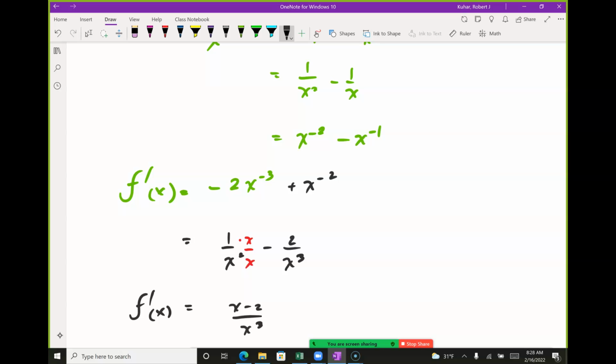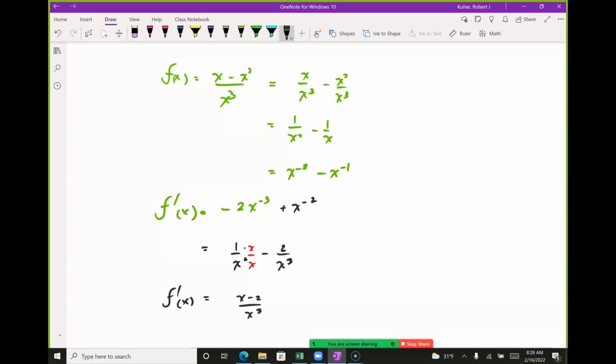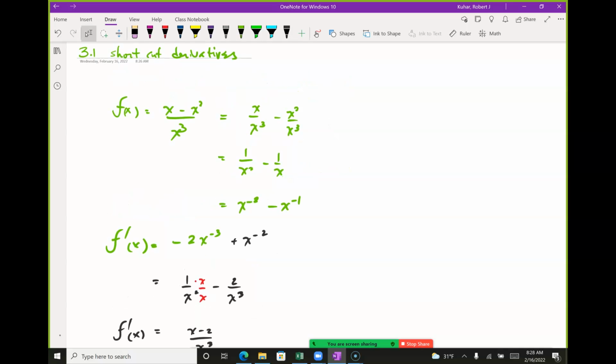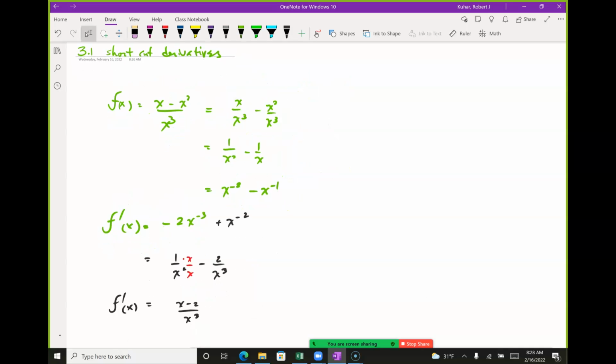But everything can be done with a shortcut in 3.1. I don't assign problems in 3.1, but you certainly can look at a bunch of them. Look at the examples, do the examples. We've got our shortcut list. We know our shortcuts. We're going to put them all on our formula sheet for the exam. So we've got a good list of shortcuts, and we're going to have more coming.